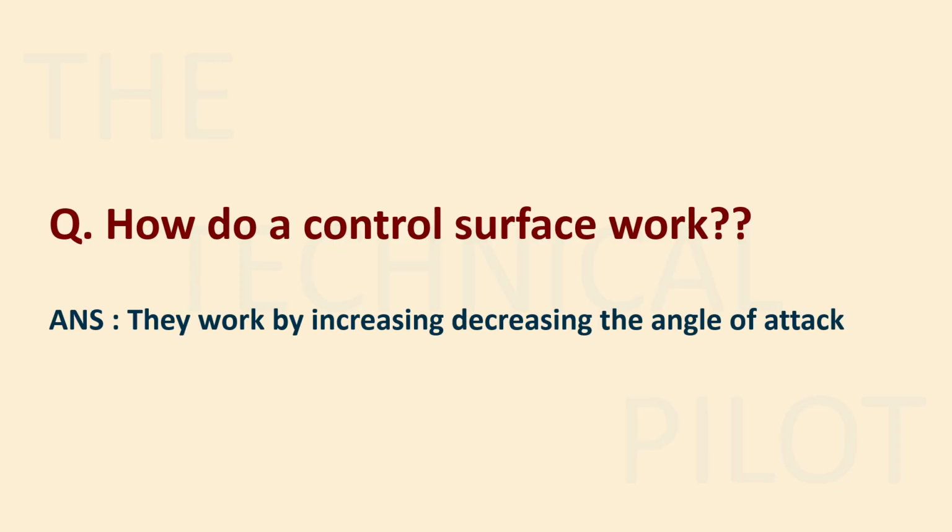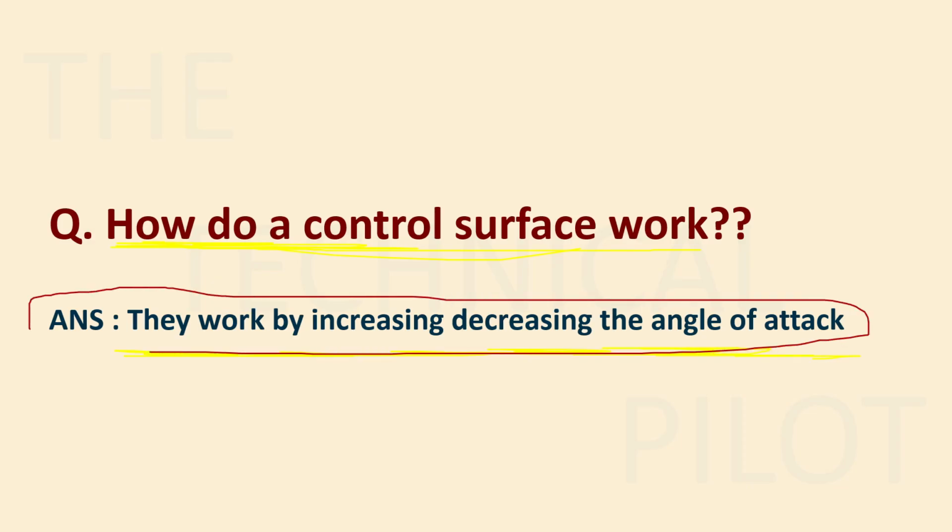So then how does a control surface work? All right. So we have seen what elevator, aileron, and rudder are, but how do they work? How do they actually rotate the aircraft around its axis? All right. So they work by increasing or decreasing the angle of attack. All right. So this might sound a little complicated. How is it actually working? So we will see how it is actually increasing or decreasing the angle of attack. I have made a small presentation in which I have explained it. So you'll be seeing that now.